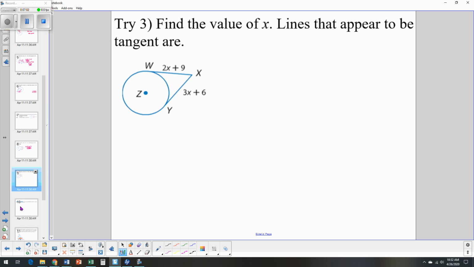So you're going to try the next one. Pause. When you're ready, come back and check it. All right, so for this, x should equal 3.